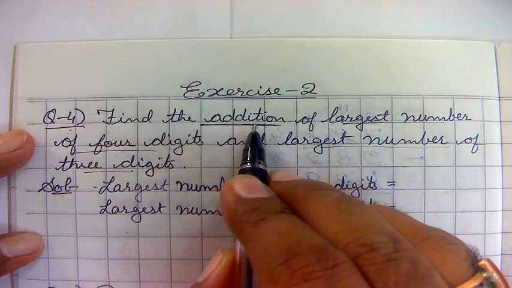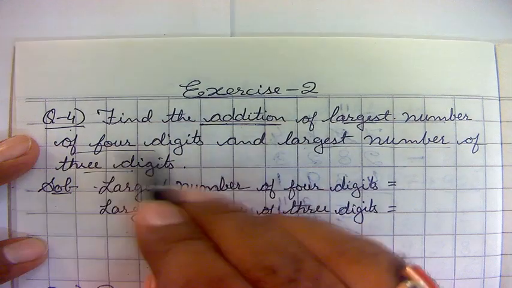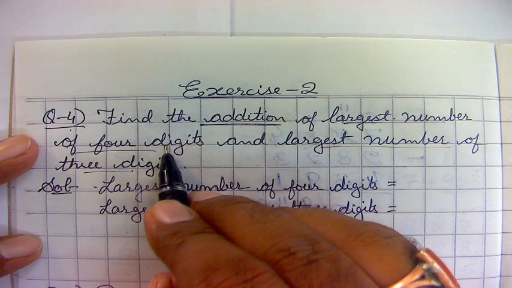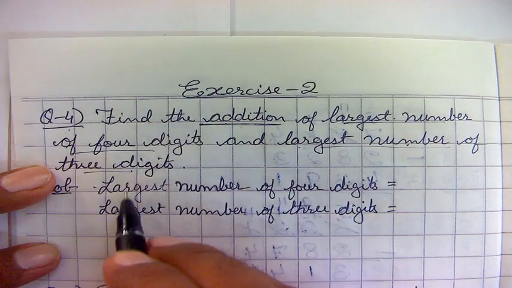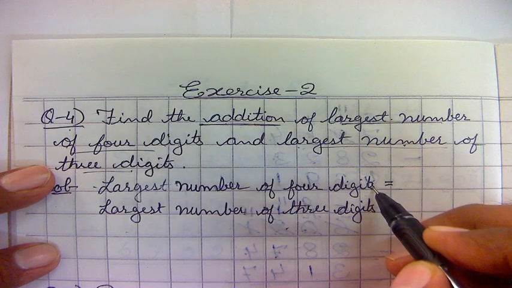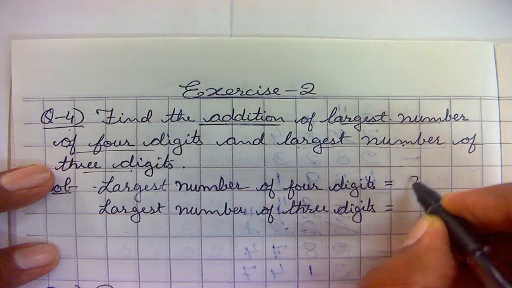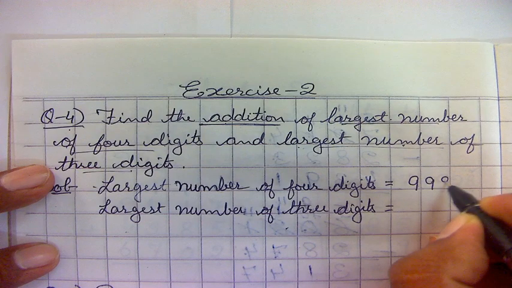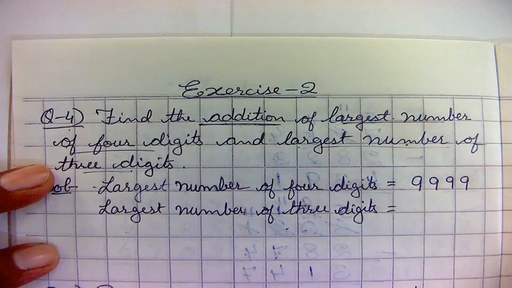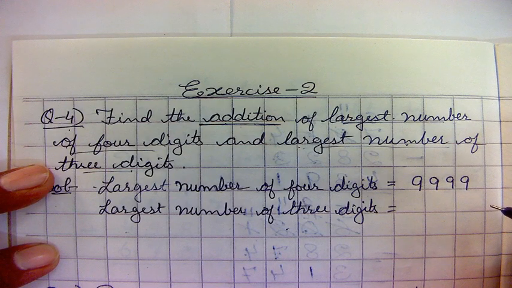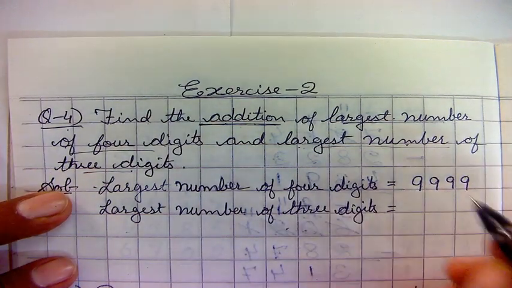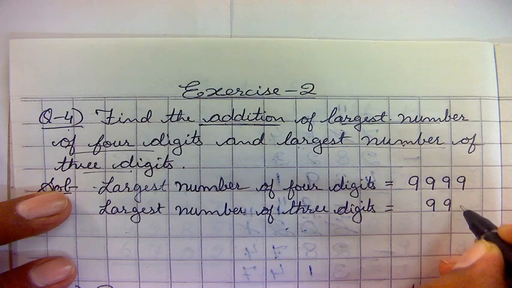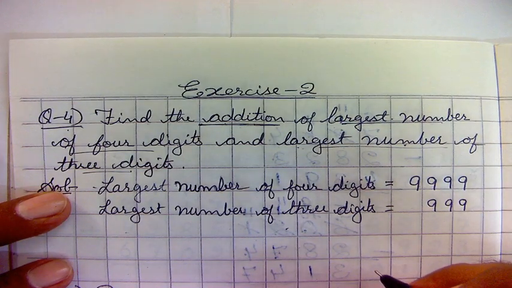You have to find the addition of the largest number of 4 digits and the largest number of 3 digits. So first of all, tell me which is the largest number of 4 digits. It is 9999. This is the largest number of 4 digits because after this, 5 digit numbers start. Similarly, the largest number of 3 digits is 999.